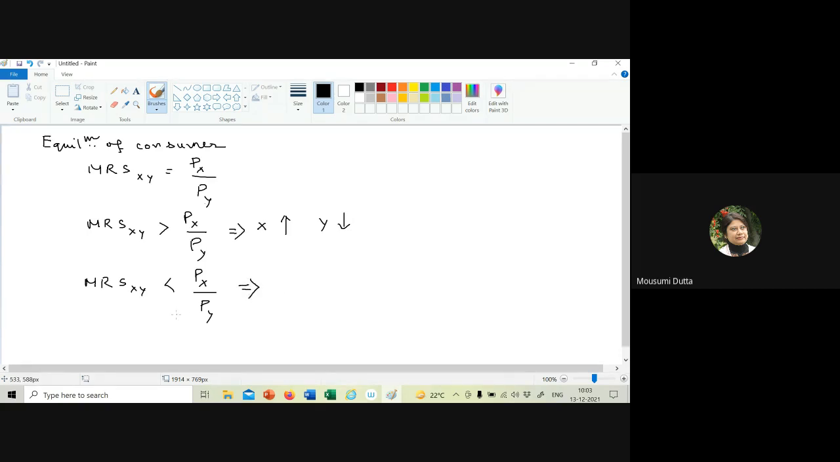And when Ux by Uy is less than Px by Py, that means for an additional unit, the value is less than the cost you are bearing. The additional utility you are getting is lesser than the price of X you are paying for that additional unit. And naturally, it will indicate reduction in consumption of X and increase in consumption of Y. So keeping these points in our mind, today we will talk about corner solutions first.